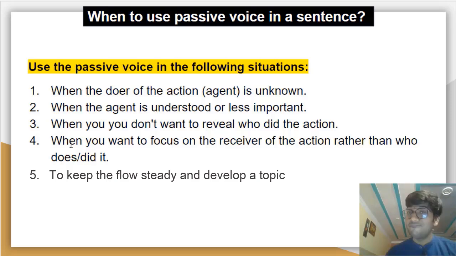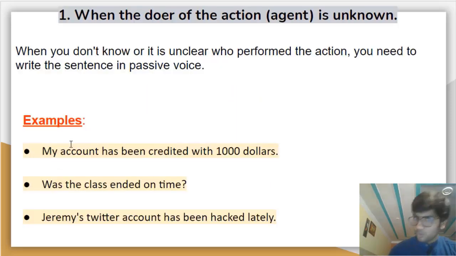Number four, when you want to focus on the receiver of the action rather than who does it or did it. And number five, when you want to keep the flow steady and develop a topic. Let's talk about all these situations one by one. Number one, when the doer of the action is unknown.